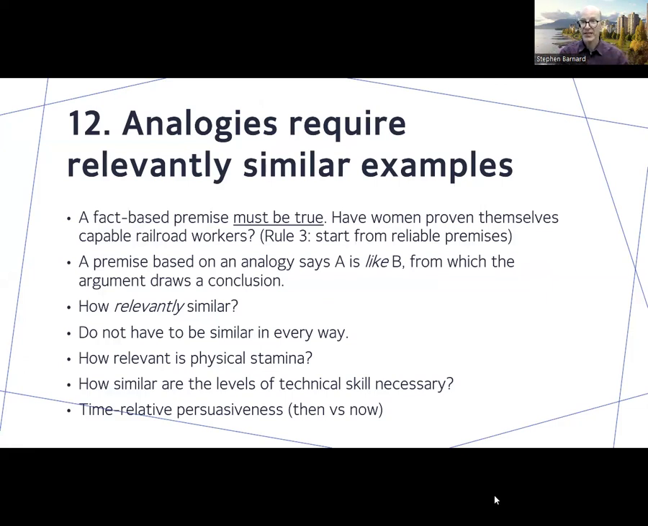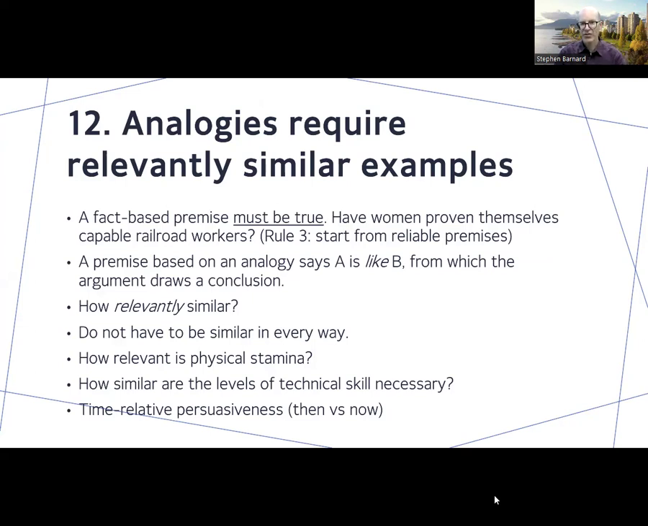So let's suppose women have not been very capable railroad workers in Russia at that time. In that case, that would destroy the argument. If women have been very capable railroad workers, then the premise holds the argument.